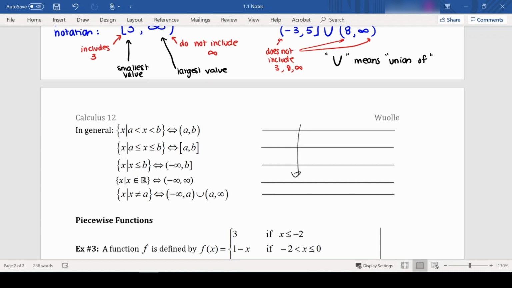Like, if x can't equal 5, for example, you're going to have from negative infinity up to 5, and then with a union, start at 5 again and go up to infinity.